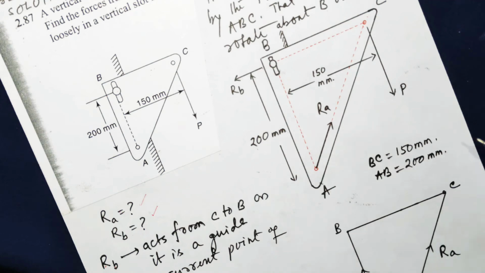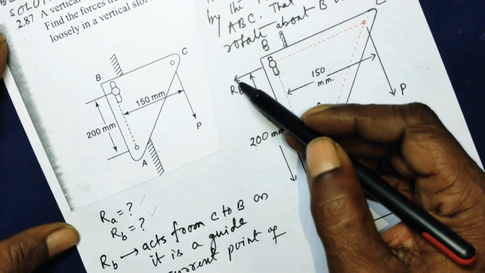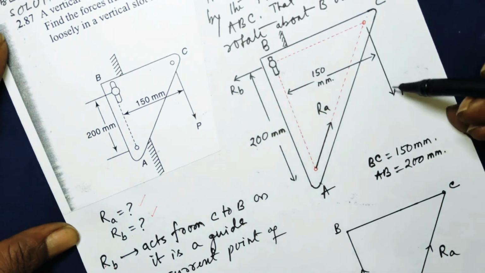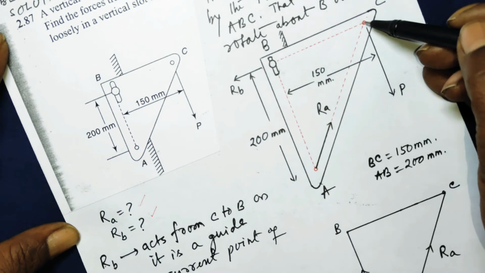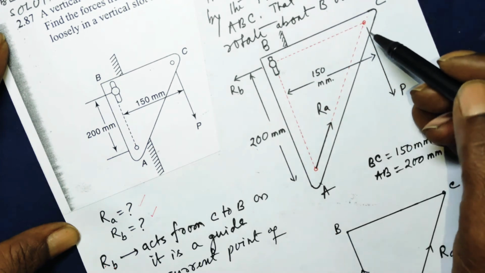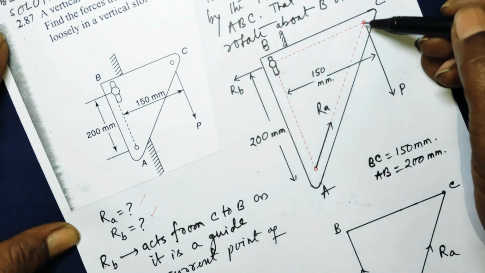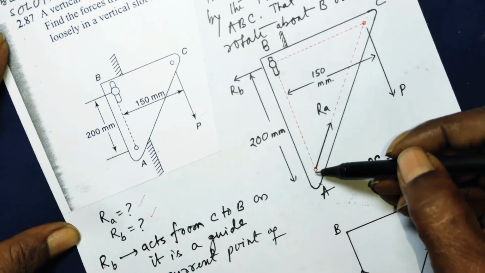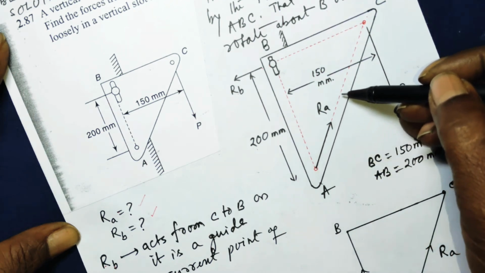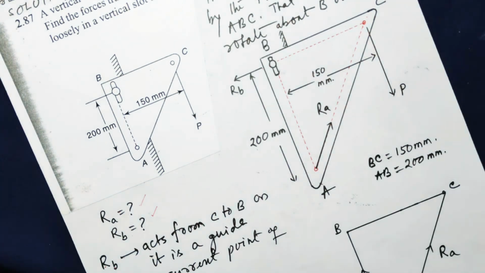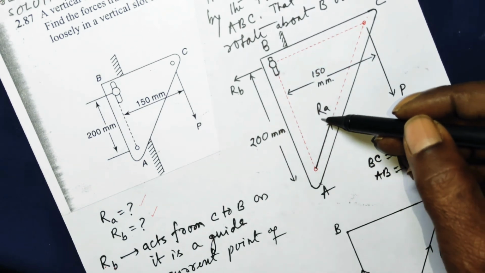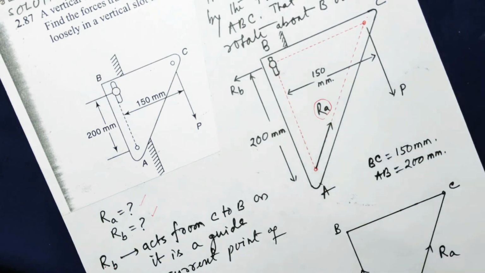Now, if you produce the line of action of RB to this side, and the line of action of P, they meet at point C, the point of concurrence. So the resultant of RB and P will be to this side. Since it is in equilibrium, therefore the reaction at A should be pointing exactly opposite in direction to the resultant of P and RB. So from point A, this is the reaction force at point A.